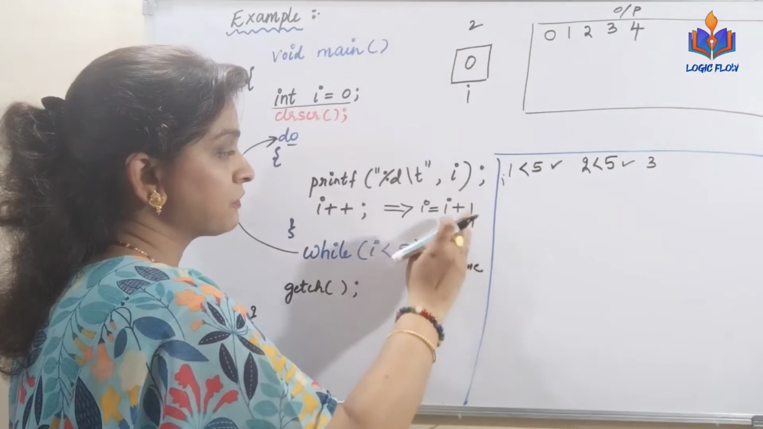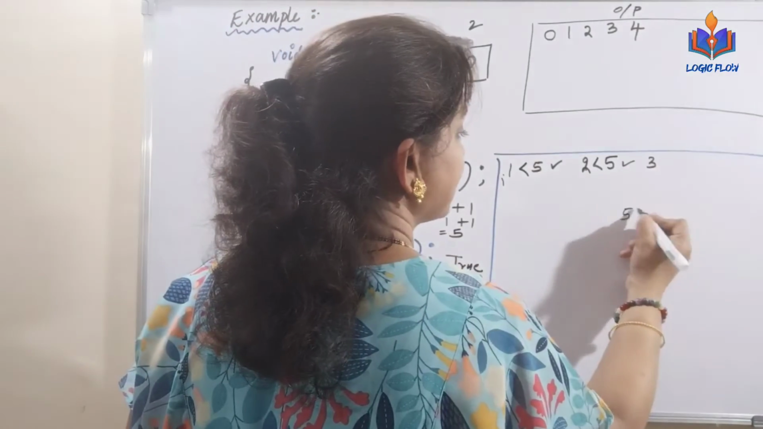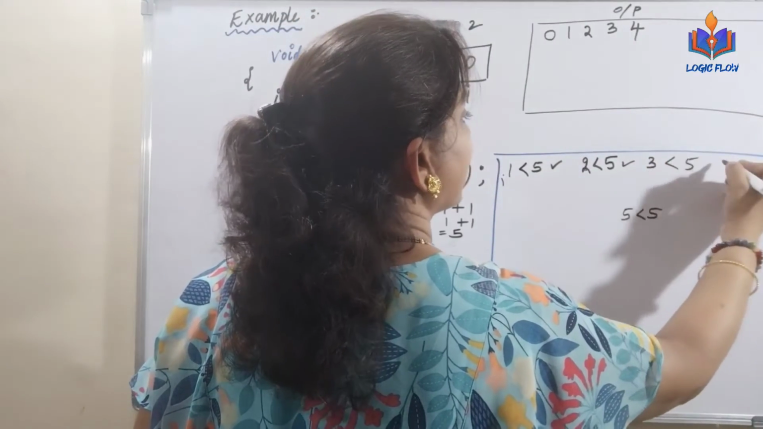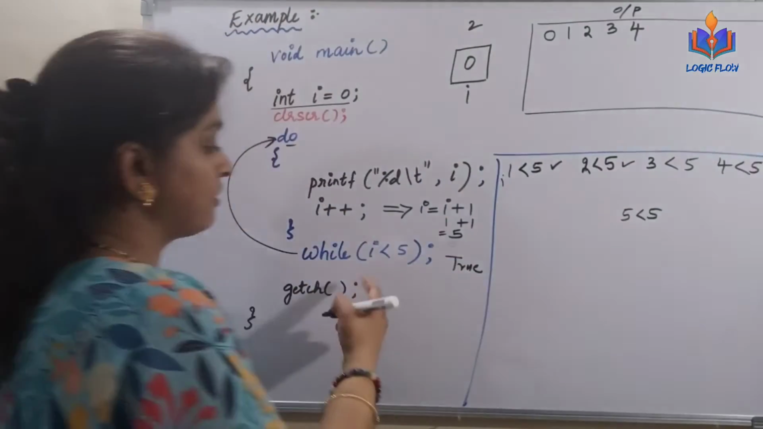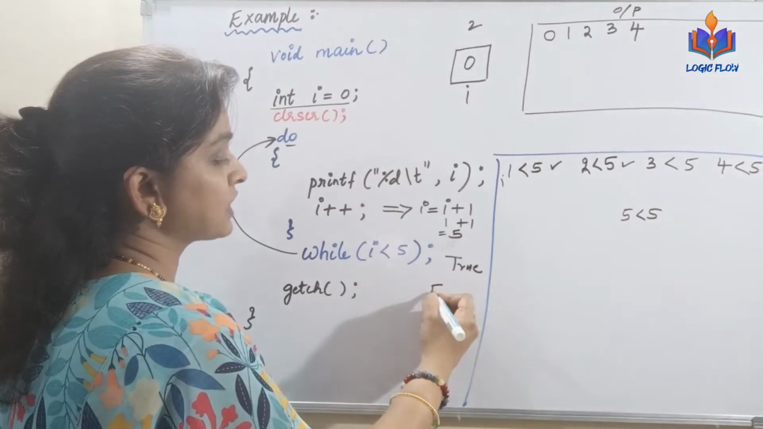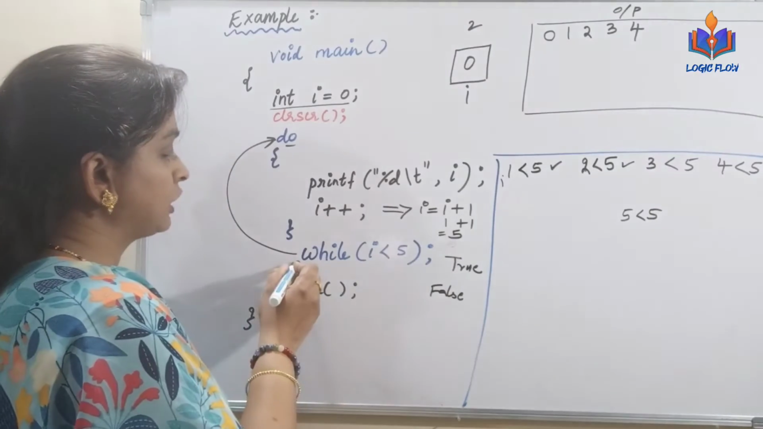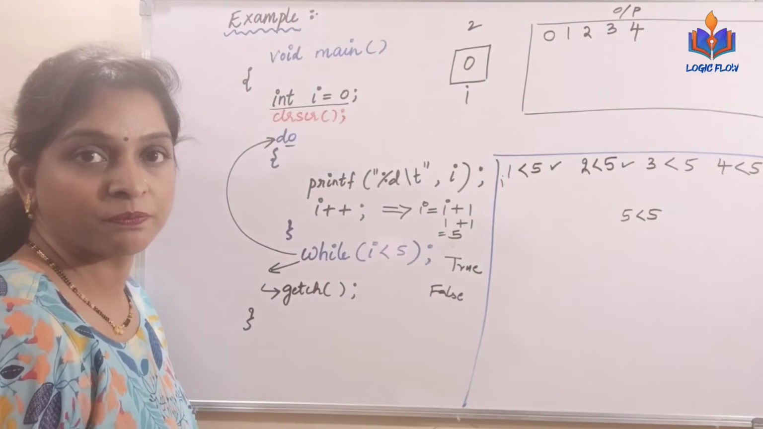When i becomes 5, then check the condition: is 5 less than 5? 1, 2, 3 less than 5, done. 4 less than 5, done. When 5 less than 5, the condition evaluates as false. When the condition evaluates as false, the loop terminates and the control will go to the next statement.